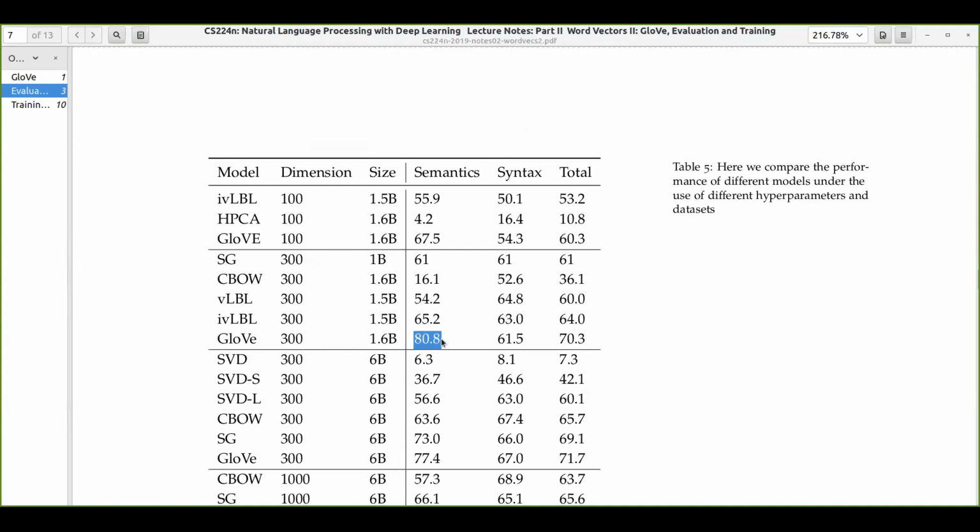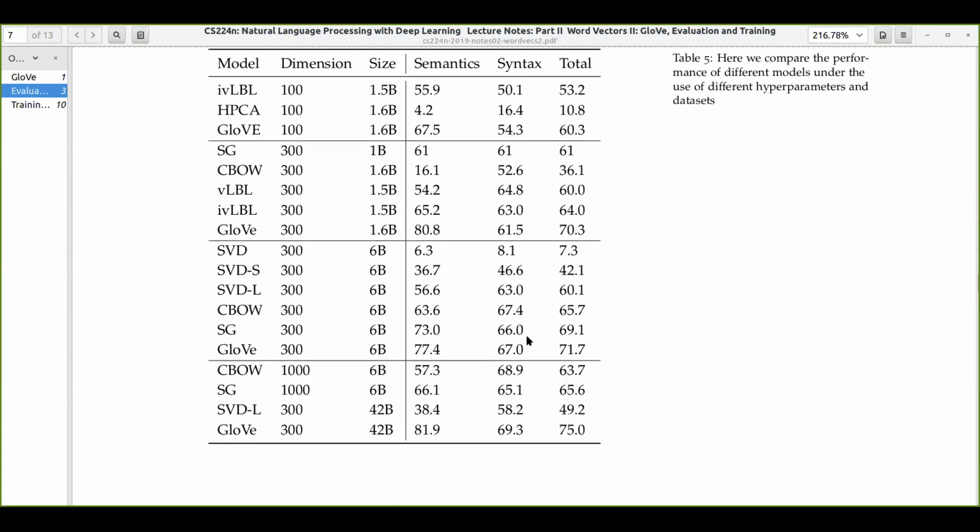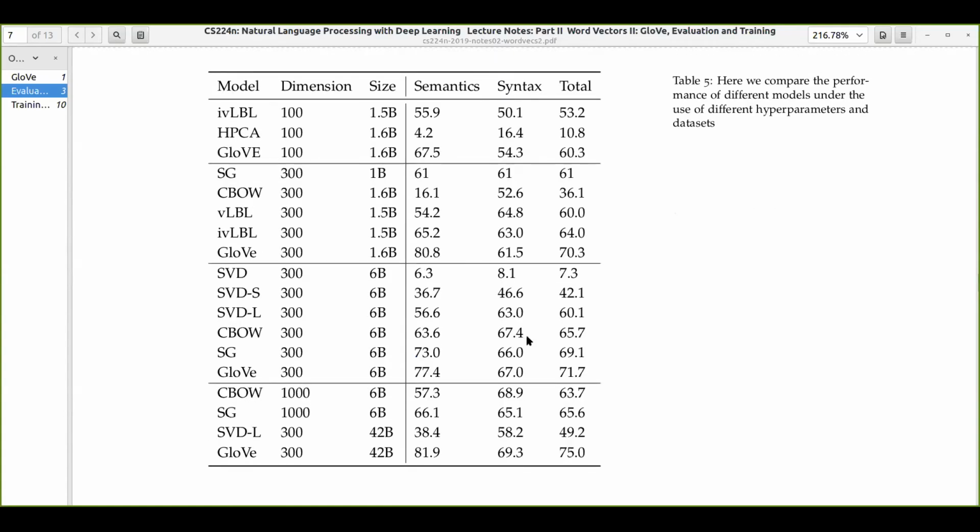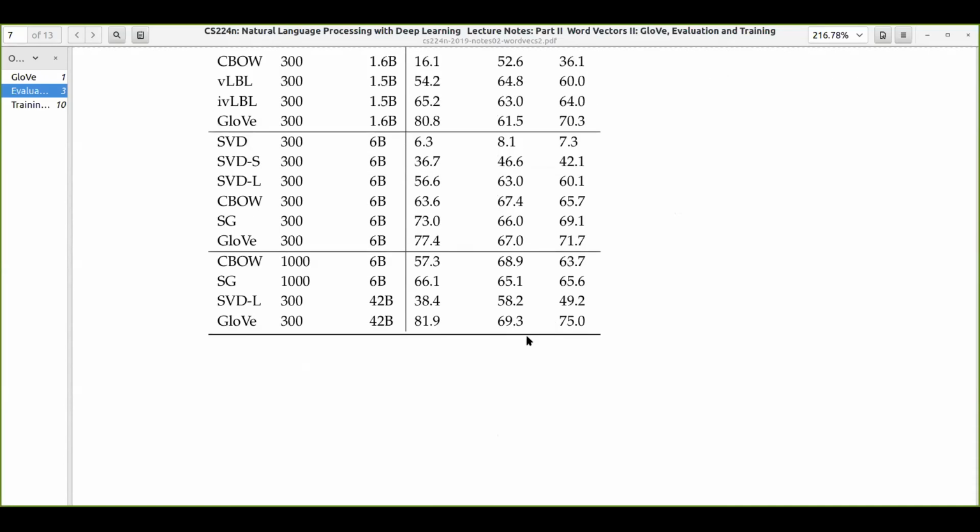For semantics, it has reported 80.8, whereas the other methods have something like 65, 54, 16. And the same goes for syntax as well. There is a plot down here that would give better information. So this shows that Glove outperforms the other methods.